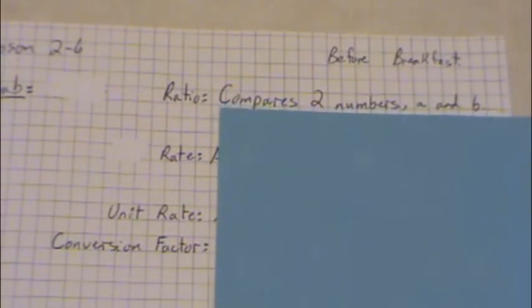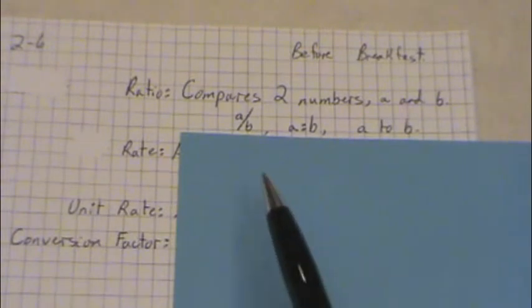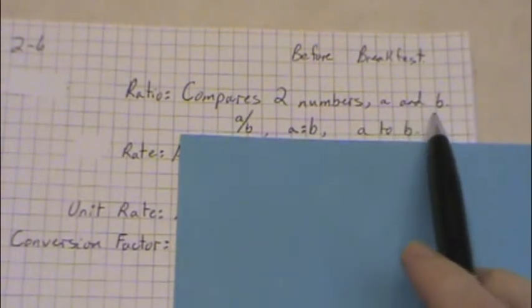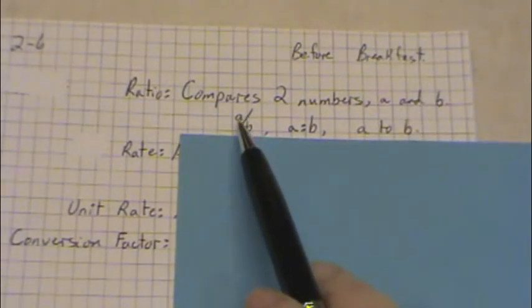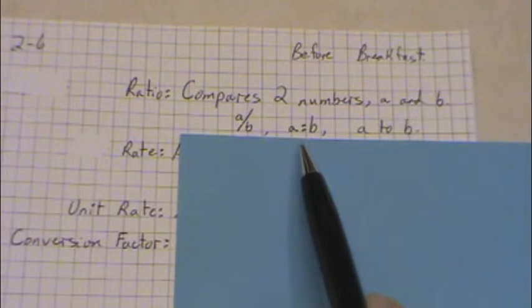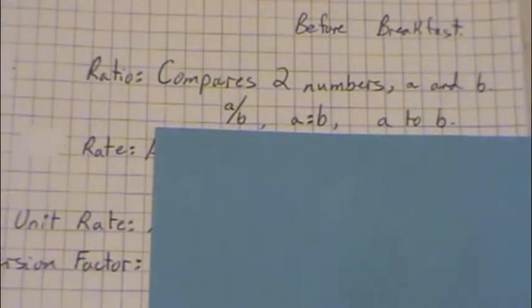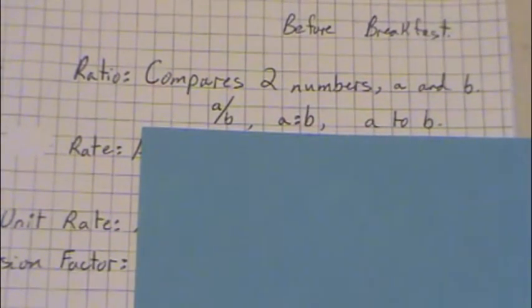First, ratio, which should not be a new word to you, but now it's time to have an actual definition. All a ratio does is it compares two numbers. For purposes of this example, I'm calling the numbers A and B. You can write out a ratio three different ways. You can make it a division problem, A divided by B. These are two dots, like in an analogy. A is to B, or you can just write out A to B.